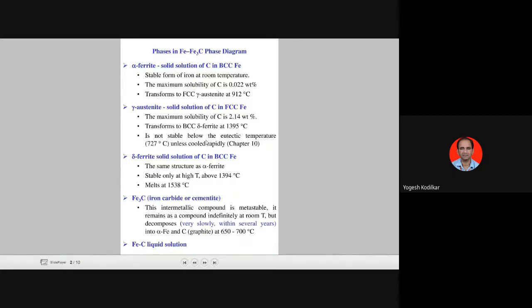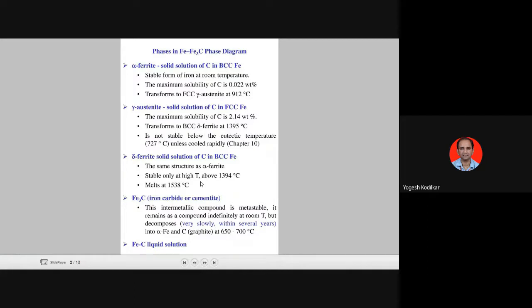It is not stable below the eutectoid temperature of 727 degrees unless cooled rapidly. So at that high temperature, there is a delta ferrite phase, a delta solid solution of carbon in the BCC phase, the same structure as alpha ferrite. It is in the BCC structure, which is the same as alpha ferrite, stable only at a higher temperature of 1394 degrees Celsius, and at around 1538 degrees Celsius it is maintained.